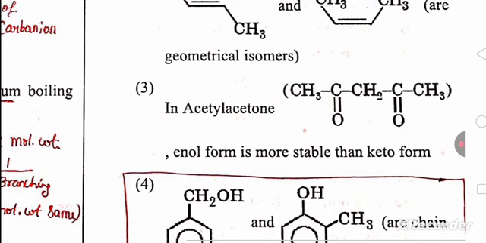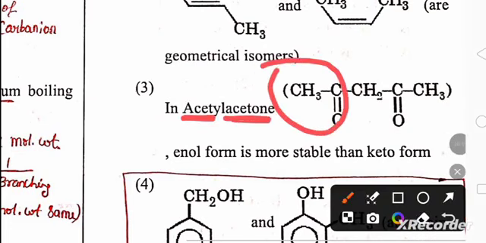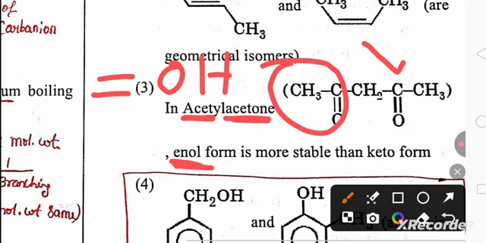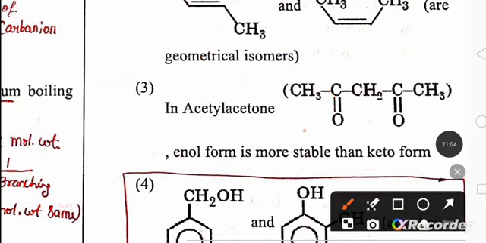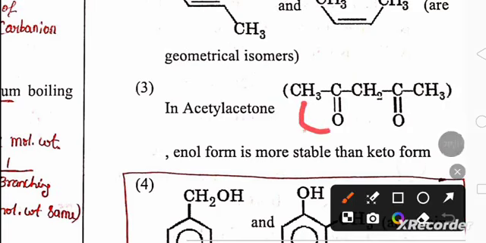In option 3, what we can find is acetylacetone. In this acetylacetone, ene means double bond, ol means alcohol group. When the hydrogen atom shifts here and the double bond shifts here, there is a generation of enol, a double bond and an OH group, and it is more stable compared to the keto form. When there is a shift of this hydrogen to this oxygen, with a double bond between these 2 carbon atoms, double bond here and H here, that is called enol. This part is called enol, and enol is more stable than the keto form.